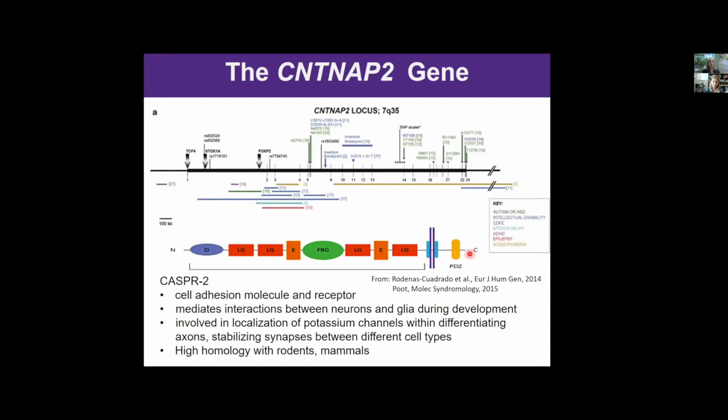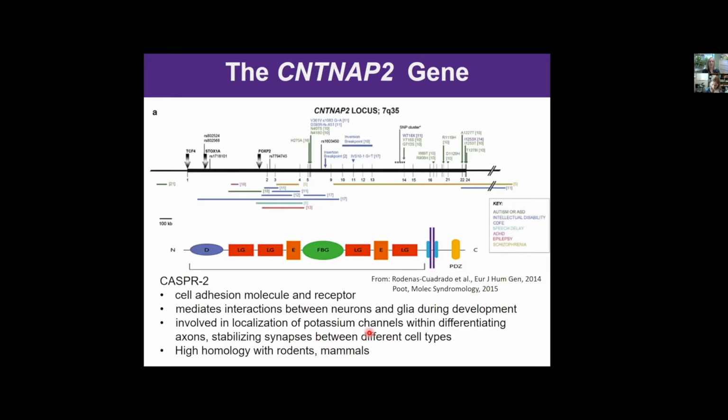The Caspr2 protein is a protein with a large extracellular domain with a lot of different binding domains. It has a transmembrane part, just one, and then an intracellular domain with a PDZ domain. It works as a cell adhesion molecule. So it is a family member of the large family of neurexins. And as this cell adhesion molecule, it mediates interaction between neurons and glia during development. So it is crucial for myelination of axons. It also clusters potassium channels in differentiating axons, which are important for the conduction of neuronal signals. And it also stabilizes synapses between different cell types.